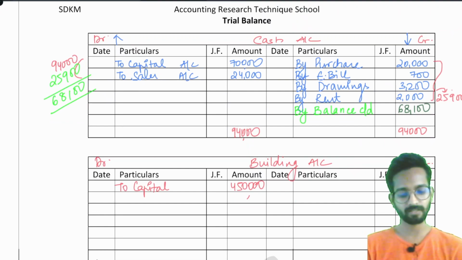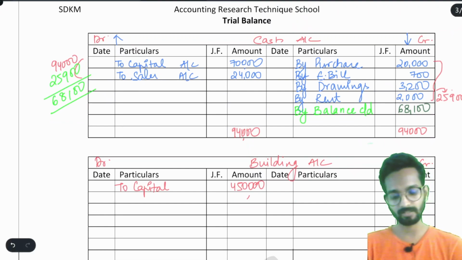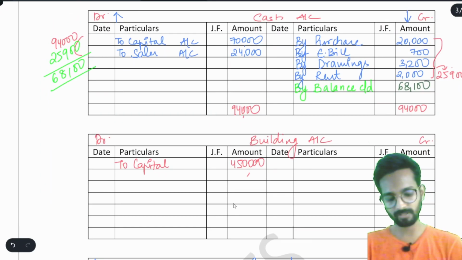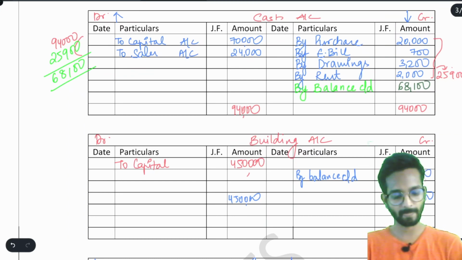Now moving further, after this, building account is there. Building account we will close. 4,50,000 only is there, so we will write directly 4,50,000. Here also 4,50,000, and here we will write by balance carried down 4,50,000. Understand this thing. This 4,50,000 is closing balance. This 68,100 is closing balance.